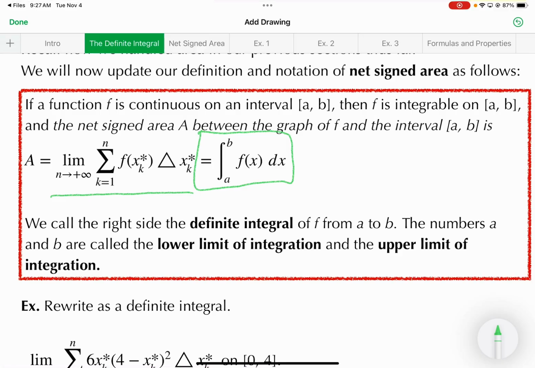So instead we do the integral from a to b of f of x dx, okay? So we call the right side what's called a definite integral. When you have an integral that has limits attached to it or numbers attached to it, that's called a definite integral. And the numbers a and b are called, a is your lower limit of integration and b is your upper limit. So I'm going to call them lower limits and upper limits, respectively.